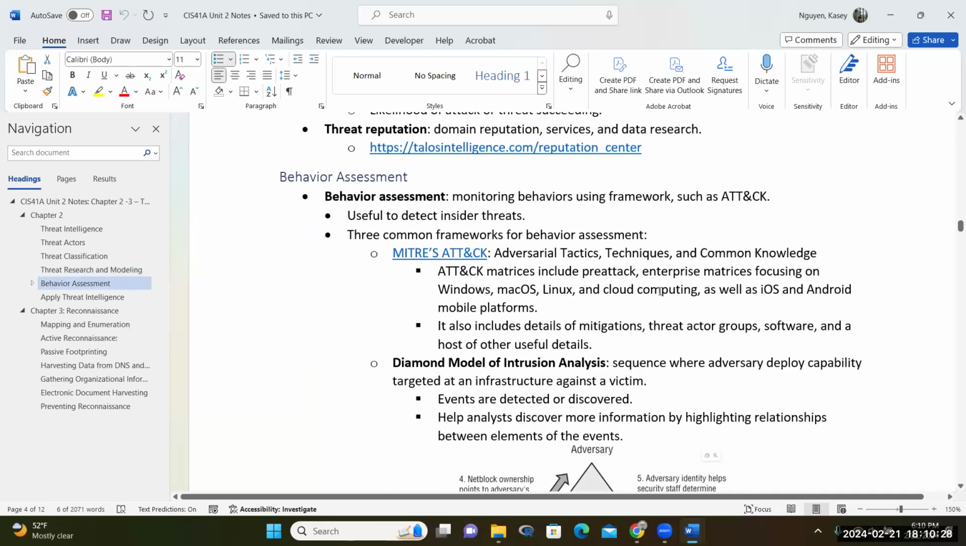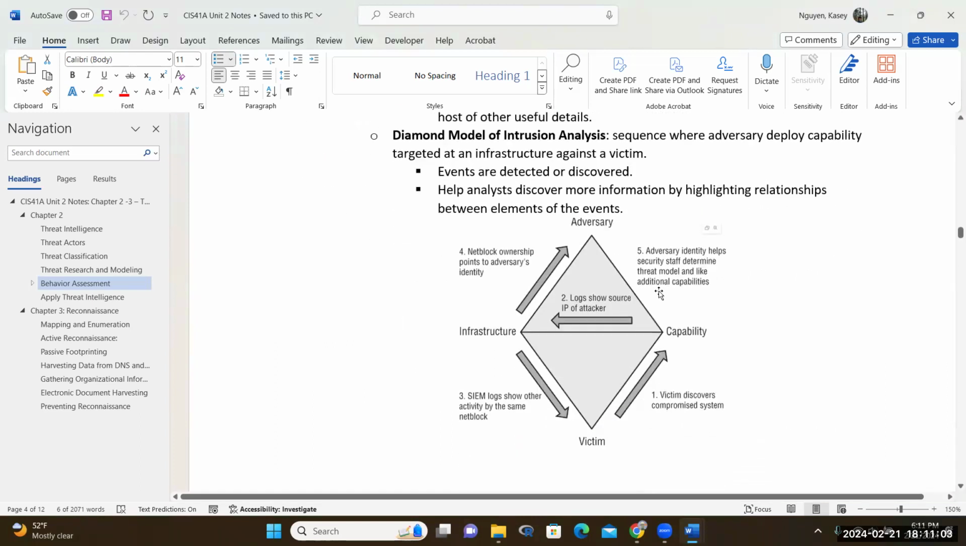Okay. So under the behavior assessment, you would see the common frameworks for behavior assessment. MITRE is common on there, right? So if you click on that link, it lists tactics, techniques, common knowledge. It's well organized. Then you have the diamond model of intrusion analysis. This would give you a sequence of how they deploy and the capability of the target. So I put down the picture for it. That's what it looks like.